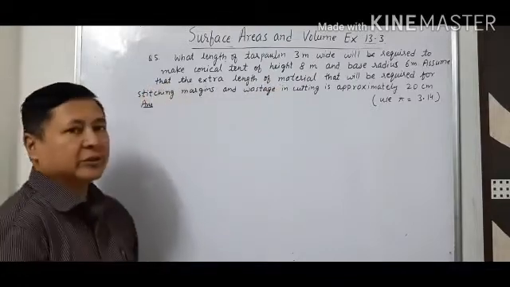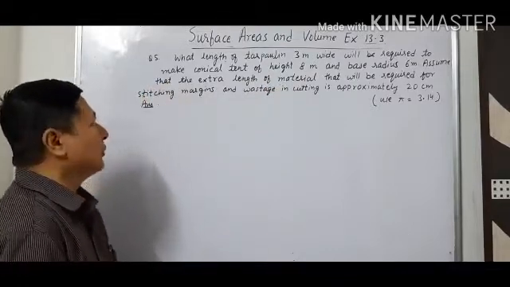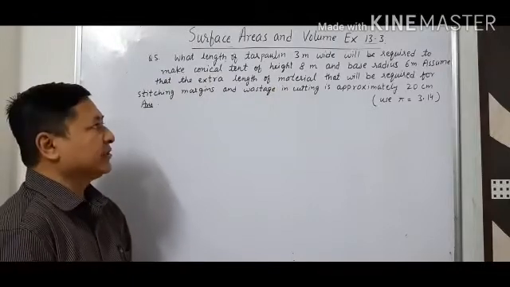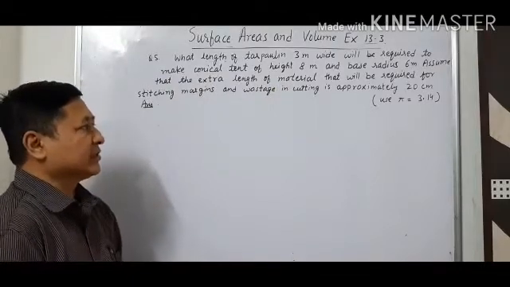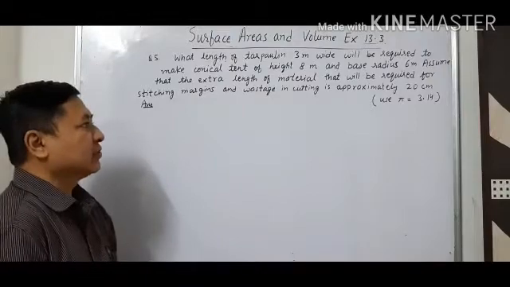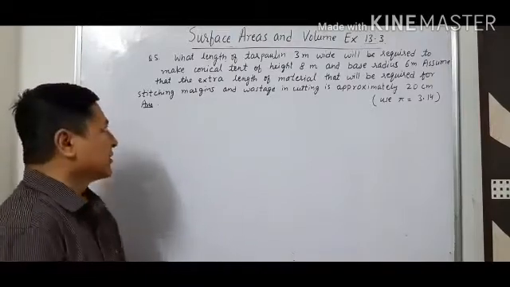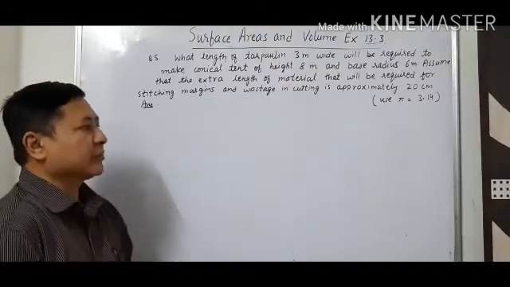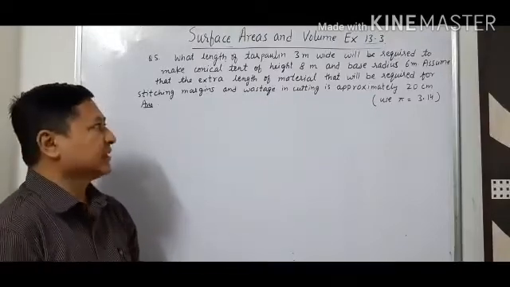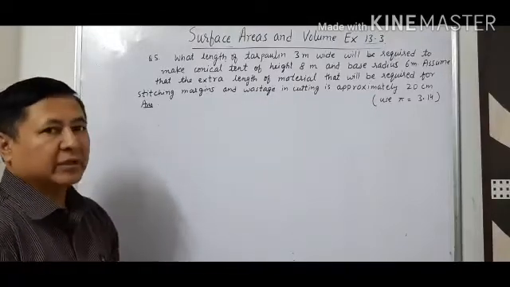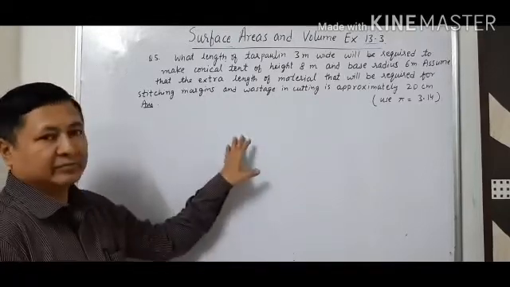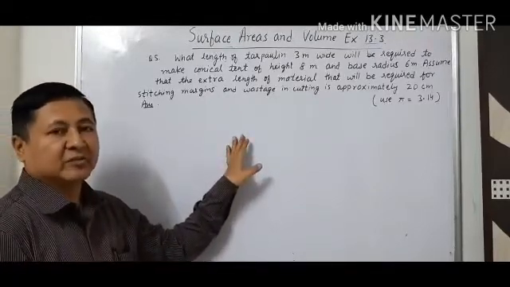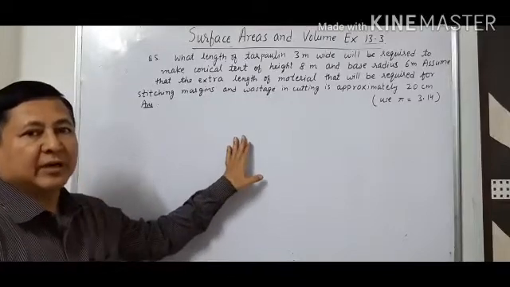Today we are going to take exercise 13.3 question number 5. What length of tarpaulin 3 meter wide will be required to make a conical tent of height 8 meter and base radius 6 meter? Assume that the extra length of material that will be required for stitching margins and wastage in cutting is approximately 20 centimeter. Now we have to make a conical tent. For that we require the curved surface area and the formula is pi r L.